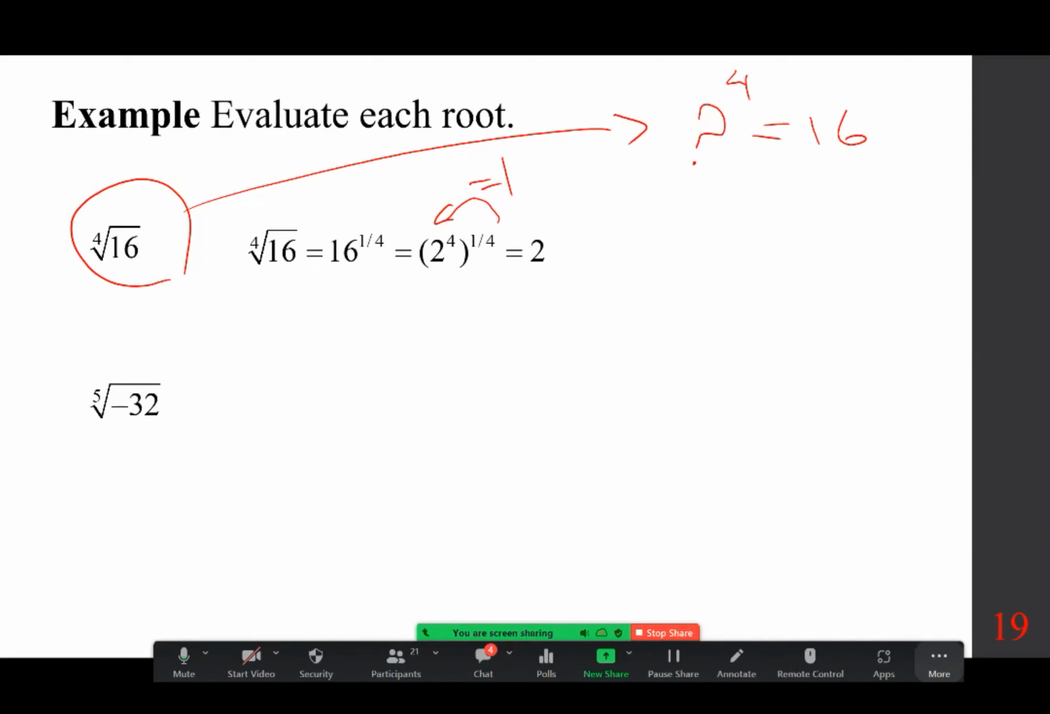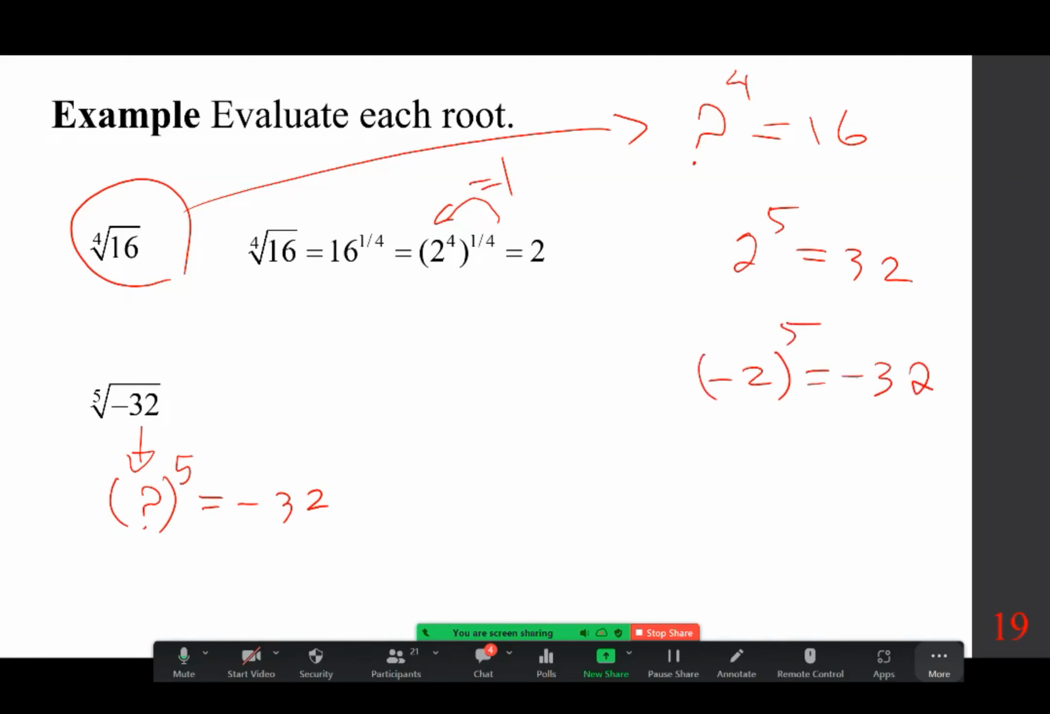If you look at this one, you would say there is some number to the power of 5 that is negative 32. The answer is negative 2. Some of you may know 2 to the 5th is 32. Negative 2 to the 5th is negative 32. So the answer is negative 2. You can go through the process, or it's one of those easy numbers that perhaps we know.